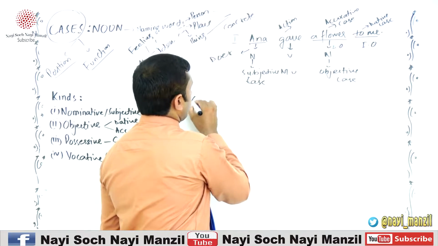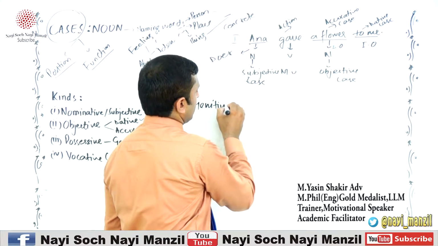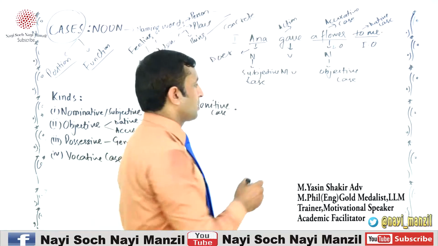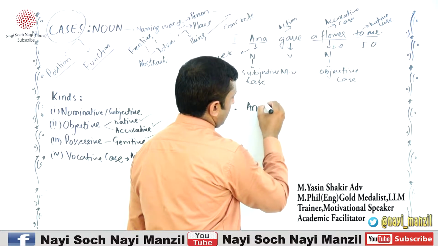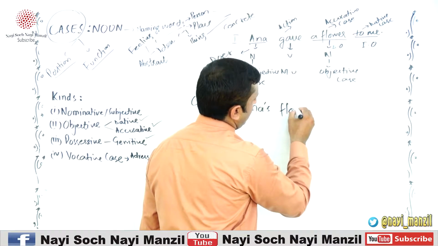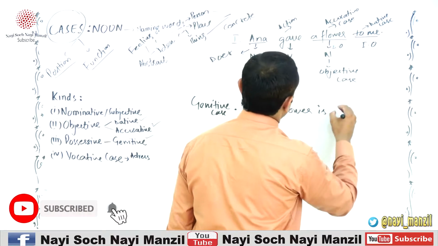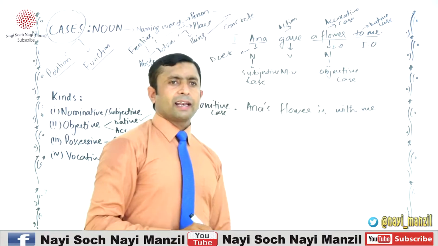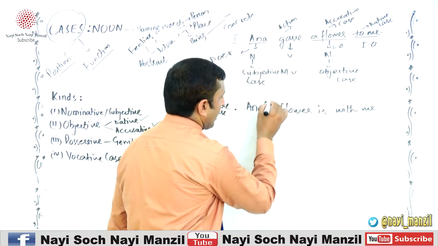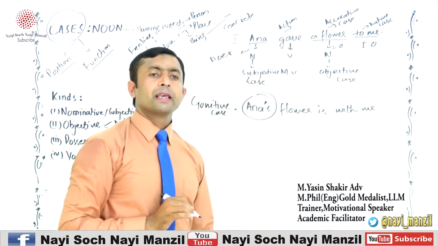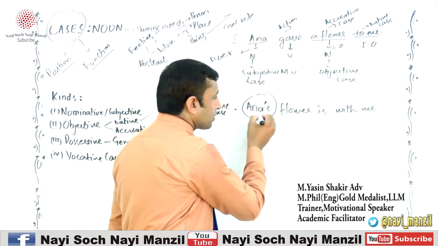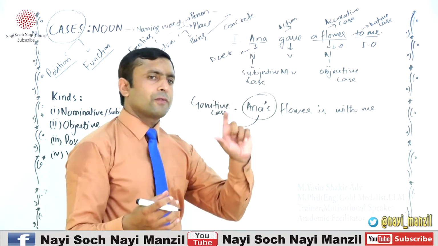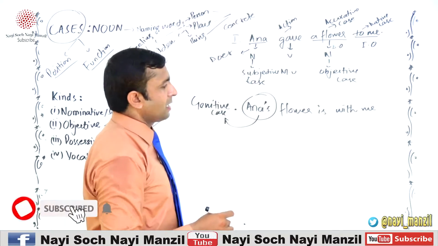Let's actually go about genitive case. When a noun is used in possessive form, like Anna's flower is with me. Anna's flower is with me. The addition of apostrophe and s shows the possession. Now the noun shows the possession with the addition of s and apostrophe. It is in genitive case.